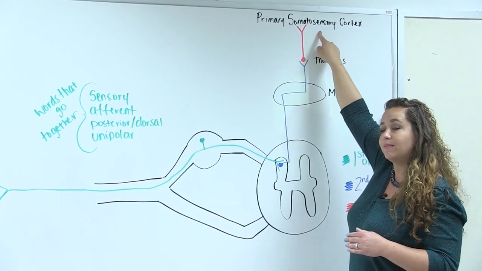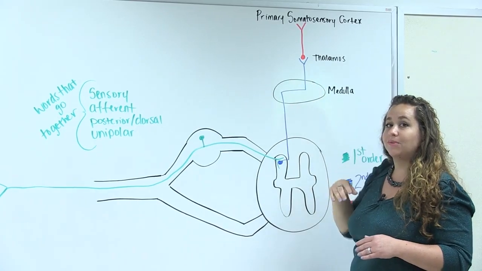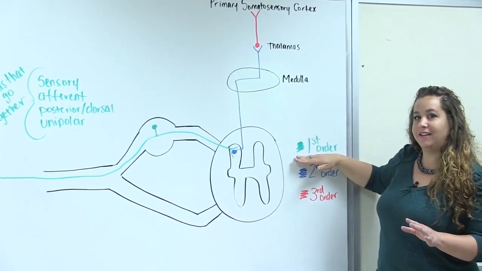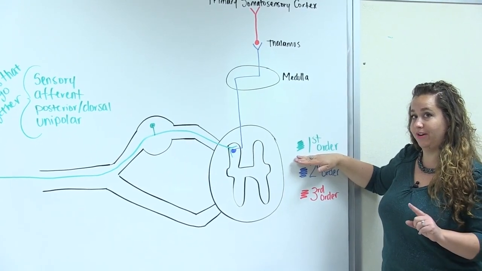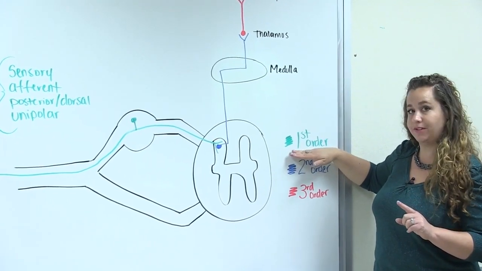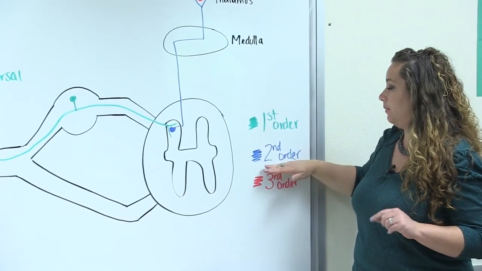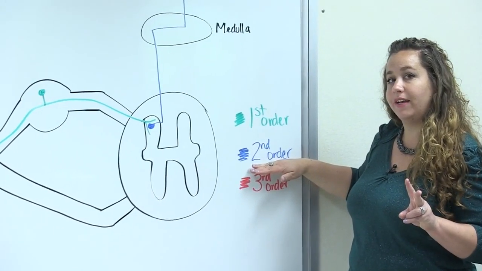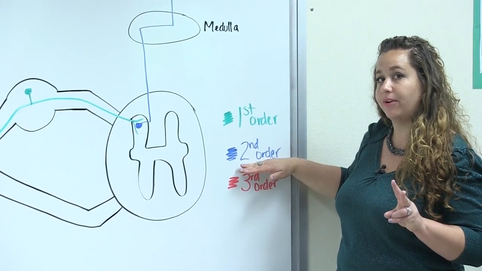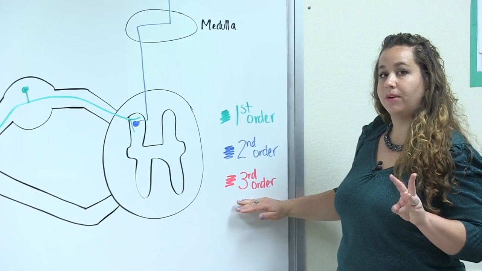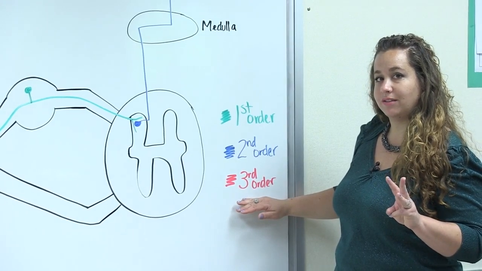There are specific names given to these neurons, and it's really self-explanatory. The first neuron that carries the information is called the first order neuron. So our green neuron is the first order. It's the first one that carries the information. It passes it on to the blue. That's the second neuron that carries the information, so we call it the second order, and then passes it on to the red. That's our third order. Third one to carry the information.